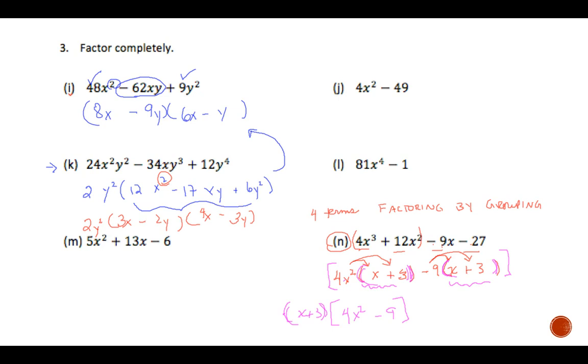Didn't change it. Now you have to keep going, because while the first factor, x plus 3, is prime, the second one is not. It's the difference of two perfect squares. Woot woot!